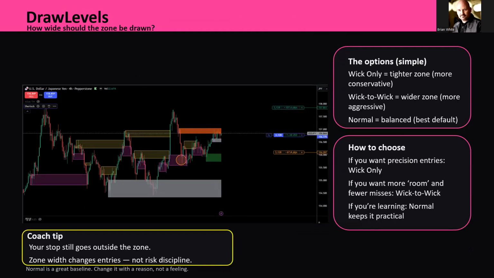And then we move to how to draw levels. Okay, to me, this is the most confusing. And you notice by the chart, we're showing also the past history. I wanted to make sure you guys saw the past history.